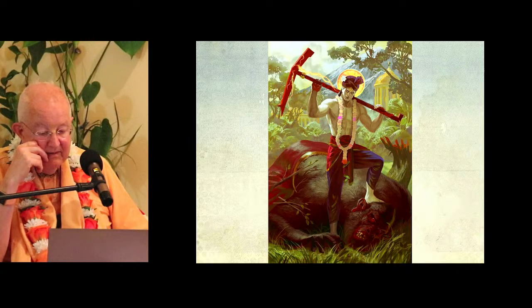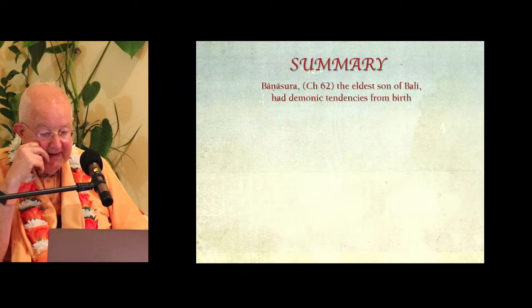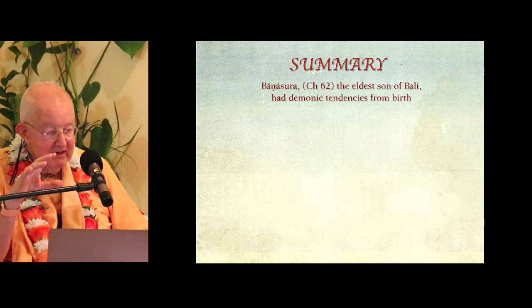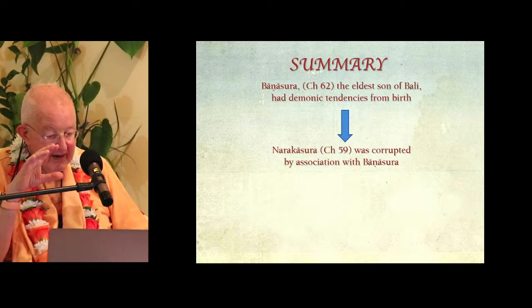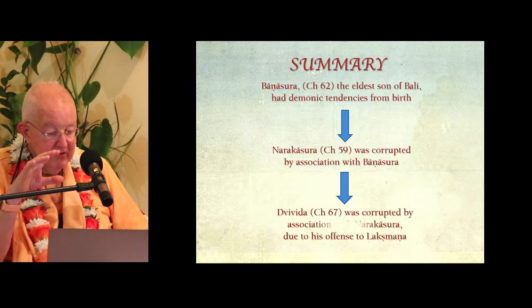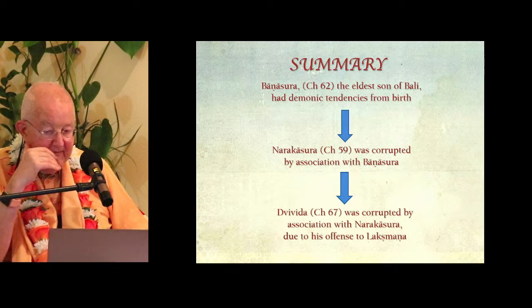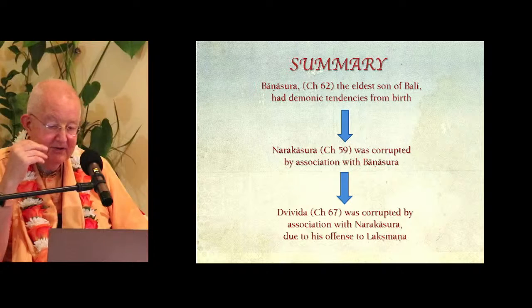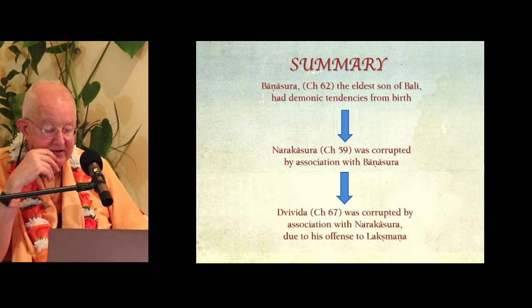We're nearly done. So here's a little summary. You saw the same chart. Bana was bad, demoniac from birth, eldest son of Bali. Bana gave his association to Naraka, who became corrupted. And then Naraka gave his association to Dvivida, so he became corrupted. And there's a little bit more. It's a detail, but details are nice. A little bit of genealogy.